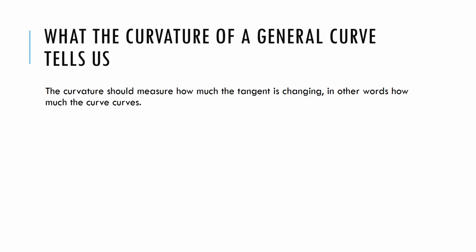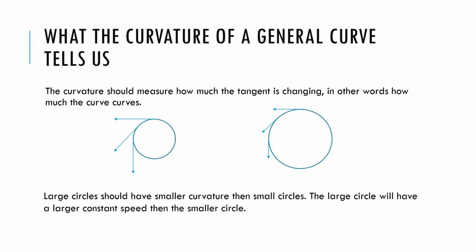Simply put, the curvature measures how much a curve curves, i.e. it tells us how much the tangent is changing. For example, if we take a small circle and a large circle, the larger circle should have a smaller curvature than the small circle, as the larger radius of the circle implies that there are fewer changes in the tangent and vice versa.